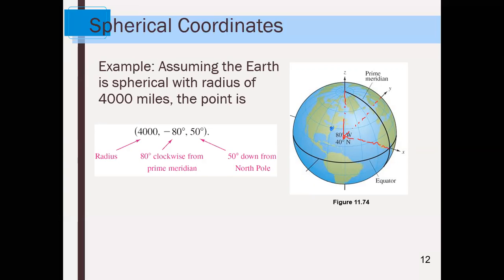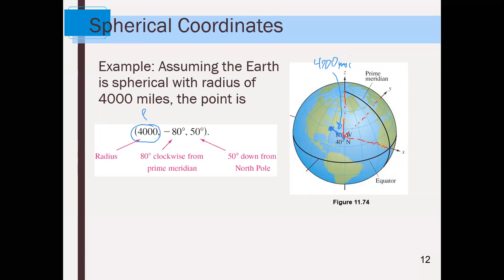Essentially what you're going to do is say, well, how far away from the origin is that? The distance from the origin is the radius from the center of the Earth out to the surface of the Earth, which I'm telling you is about 4,000 miles. Okay, 4,000 miles, which is why this first member, which is rho, is 4,000.